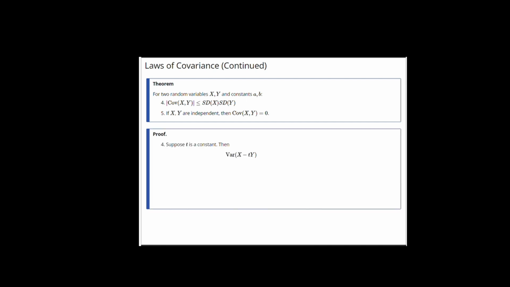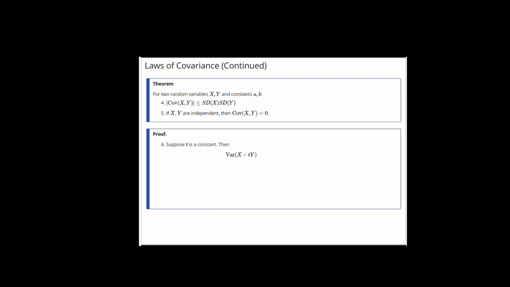Let's first prove the property 4. Suppose I have a constant value for t. Well, by constant, I mean a non-random value for t. If you were to square the quantity x minus ty, what would you get? You'd get x squared minus 2t xy plus t squared y squared.